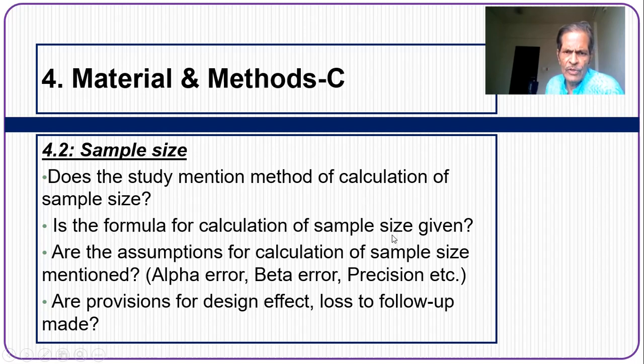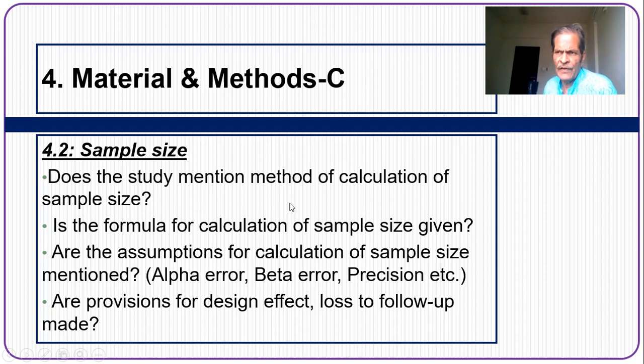Is the formula for calculation of the sample size given, or at least the reference of the formula must be given, from where the formula was taken, that reference must be given. So the formula for calculation of the sample size must be given in the article itself, or the reference must be given. The sample sizes are calculated based on certain assumptions. Statisticians calculate the sample size based on certain assumptions, and these are called alpha error, beta error, precision, etc. Apart from whether the hypothesis was one-tailed or two-tailed. So these things must be mentioned when you mention the method of sample size calculation.